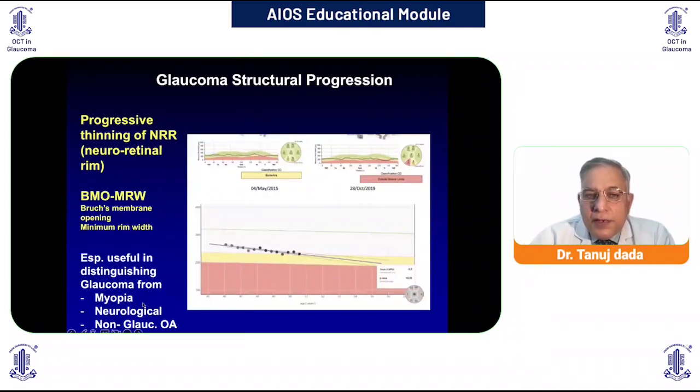If you are following up a patient of myopia, to distinguish from glaucoma because you are getting a thinning of the neuroretinal rim, many times neurological disorders will show atrophy of the retinal nerve fiber layer or the ganglion cell, but there will be no loss of neuroretinal rim tissue. If you're getting neuroretinal rim tissue loss, that is an important factor to distinguish non-glaucomatous optic atrophy from glaucoma. So in addition to RNFL and ganglion cell, you should also focus on thinning of the neuroretinal rim on follow-up.